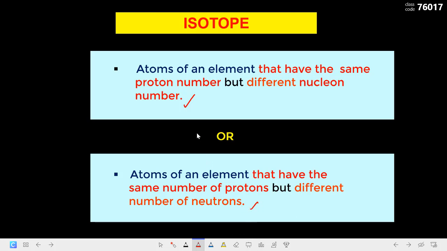So sedikit berbeza dari segi definition, yang mana di atas ini, the first definition, dia compare proton number dengan nuclear number. But the second definition, dia compare atoms of an element that have same number of protons, bilangan proton, but different number of neutrons, dan berbeza bilangan neutrons ya. Nampak macam sama tetapi definition itu sedikit berbeza. Tapi maksudnya samalah, cuma cara dia tulis definition tu berbeza.